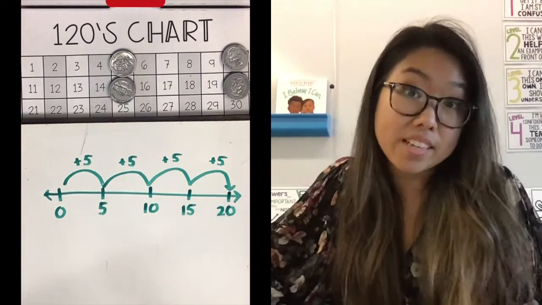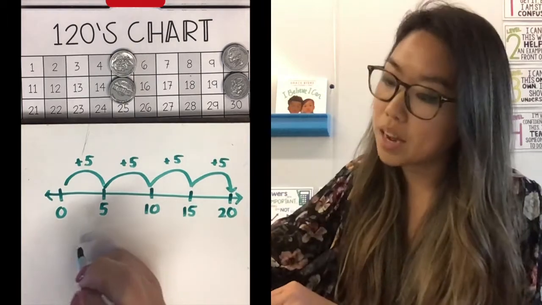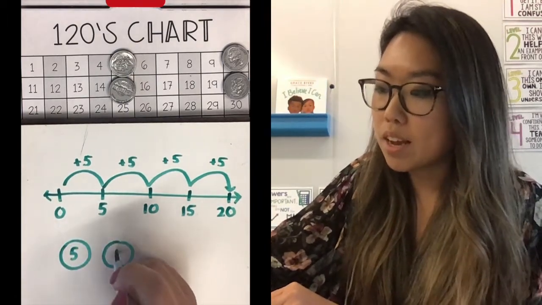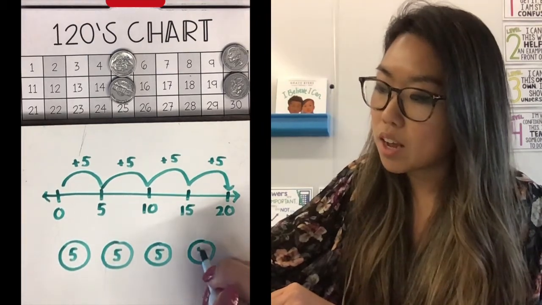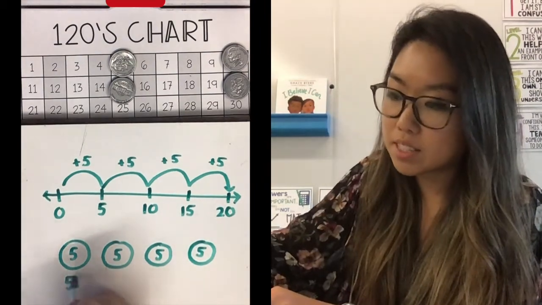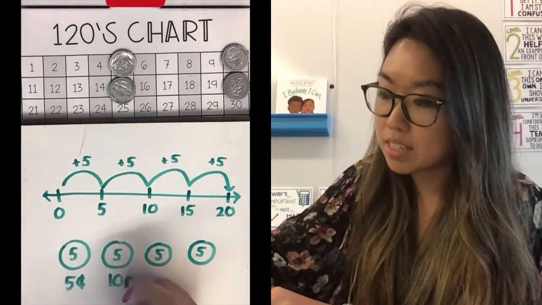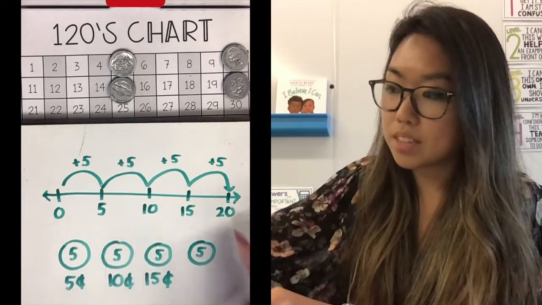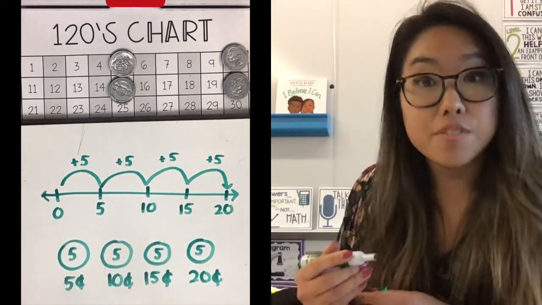If I don't have nickels and I'm still trying to show my skip counting, not a problem. I can show my skip counting in many ways. If I'm labeling my nickels, each nickel is worth 5 cents. So I can draw a circle and show it's a nickel by writing 5. Then I can say this is 5 cents. See? Matching. The next nickel is 10 cents. The next nickel is 15 cents and 20 cents. Because remember, when I'm skip counting, I'm really looking for the total.